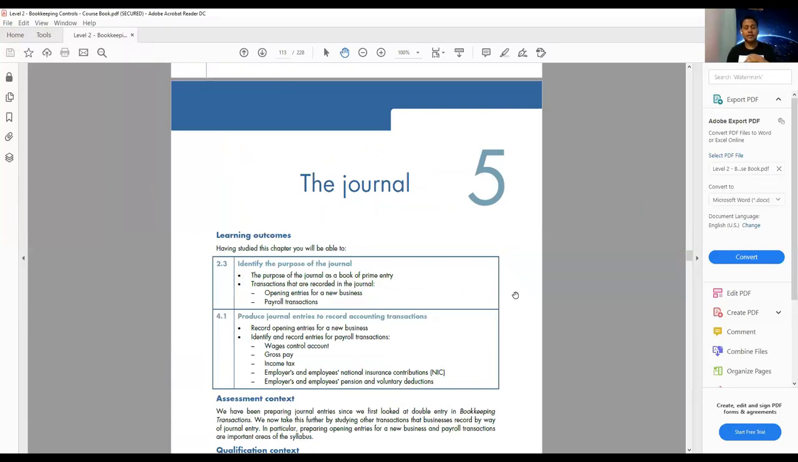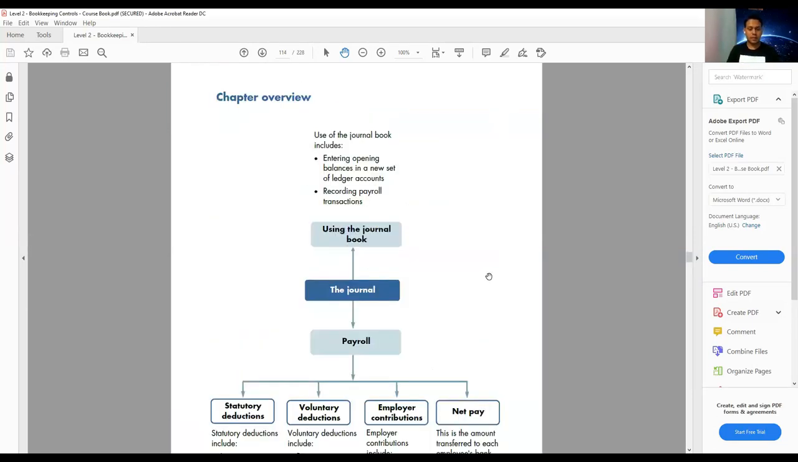So chapter number 5, the chapter is called journal. Now, this journal is not about the journal we have done for sales or income. This journal is all about payroll. So we're going to record everything on the payroll, and we say it's a payroll journal. How do we record the payroll? Payroll is all about our gross salary, our tax, our national insurance. We're going to see everything in this chapter.